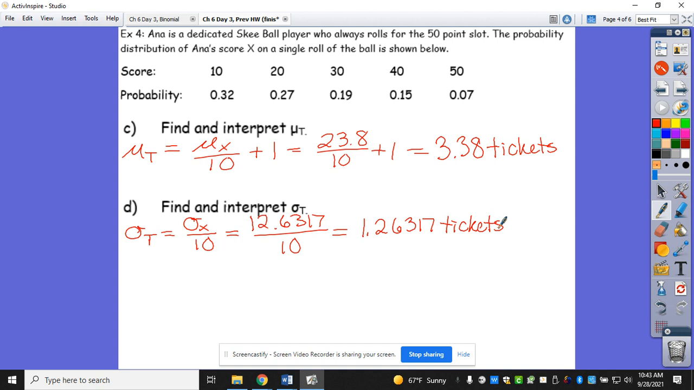And if I wanted to interpret, I could go through and use that same interpret sentence. I would basically just plug in different numbers. If many rolls of the skee ball game were played or randomly selected, we expect the average number of tickets won to be about 3.38 tickets. And we expect the number of tickets won per roll to vary from that mean of 3.38 tickets by an average of about 1.26317 tickets. So I'm plugging in the same thing, just essentially with different numbers.